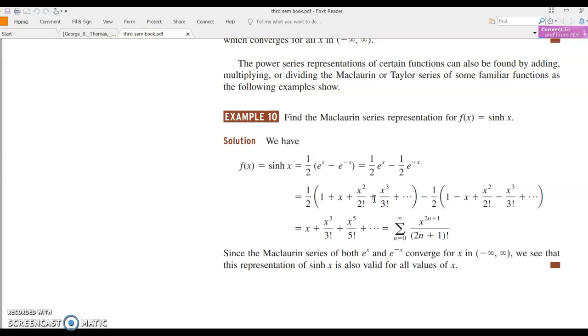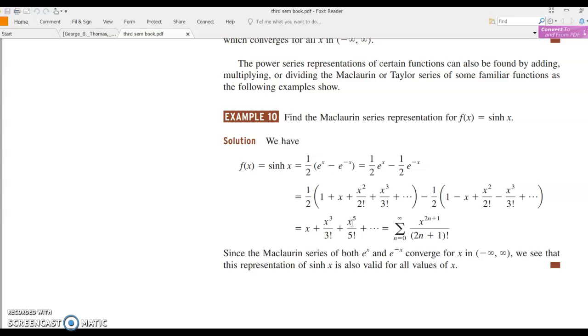Again, we can look through one more example. Find the Maclaurin series representation for f(x) = sinh x. sinh x is 1/2 times (e^x minus e^(-x)), which is equal to 1/2 e^x minus 1/2 e^(-x).